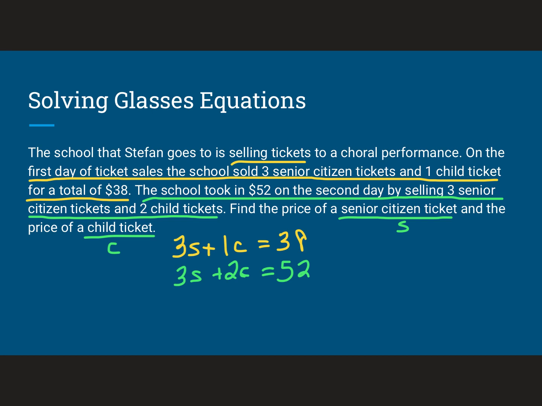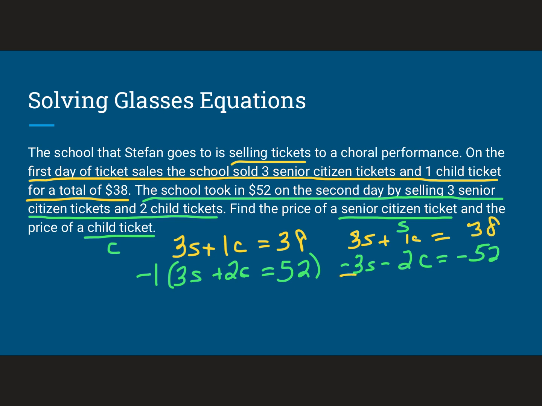Okay, so what do we notice here? We notice that we have 3S on both of them. But I need one of them to be negative. So I'm going to multiply the bottom one by negative 1. So that will become negative 3S minus 2C equals negative 52. Okay, you're going to bring over the other equation, which was 3S plus 1C equals 38.